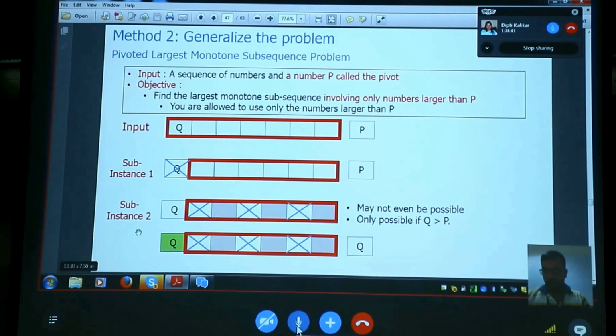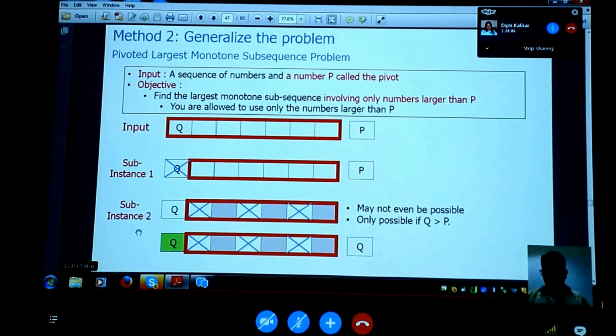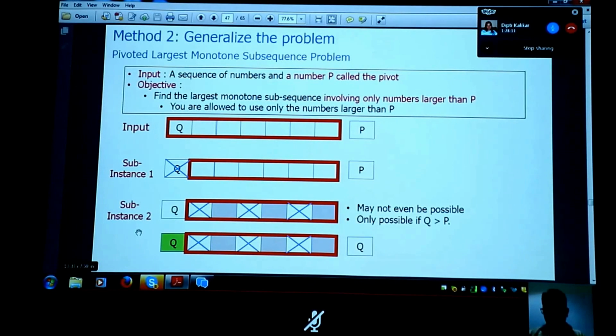Okay. So this is just the same thing, but we are going to express it in a different way. We are going to generalize the problem a bit. The generalization we are going to call the pivoted largest monotone subsequence problem. This is the largest monotone subsequence problem. This one is pivoted. In this problem, we are going to be given a sequence of numbers and a number called pivot, an extra thing. The original problem gives just a sequence of numbers. In the new problem, you'll get an extra thing called a pivot.